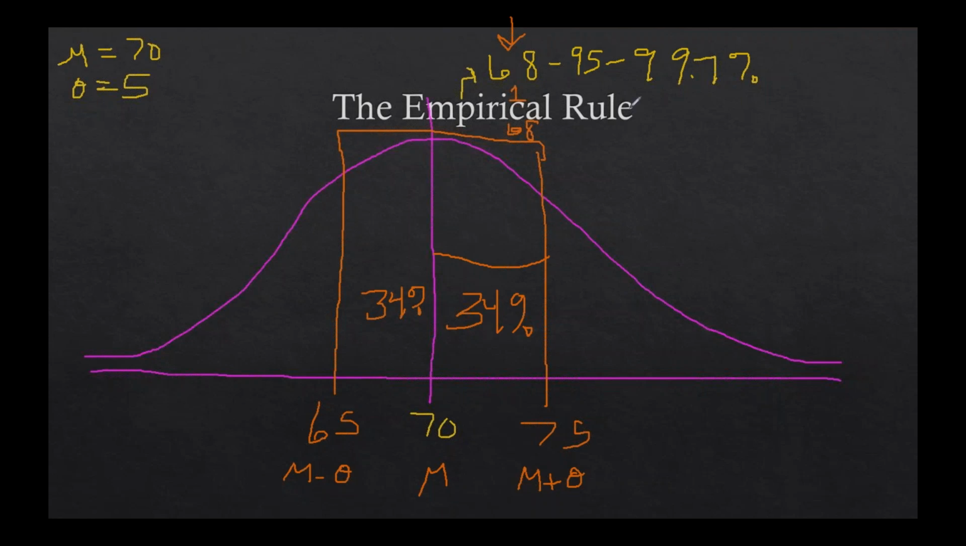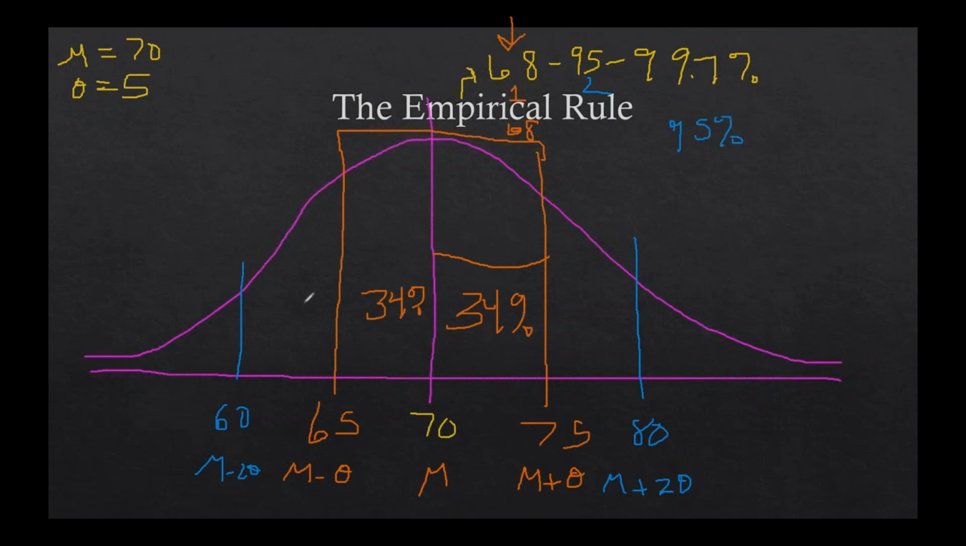Now we're going to continue on. I'm going to pick up the pace a little bit. 95 means we're 2 standard deviations away. So as I move to the right, now I'm the mean plus 2 standard deviations. Again, I'm just adding another standard deviation. So my value becomes 80. And on the left, I'm subtracting a standard deviation. So I have 60, right? This is mean minus 2 sigma. So from blue to blue is 95%.